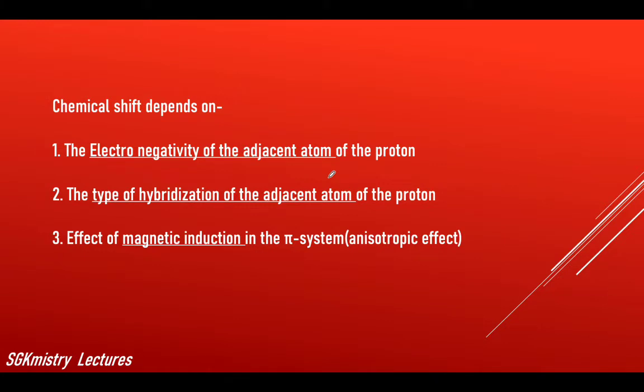So next, coming on to the factors which affect the chemical shift of a particular compound. Chemical shift is nothing but the position of the peaks in the NMR spectrum. There are three different factors which affect the position of the peaks. The first one is the electronegativity of the adjacent atom. This I have already explained, and I will explain it further by giving some examples.